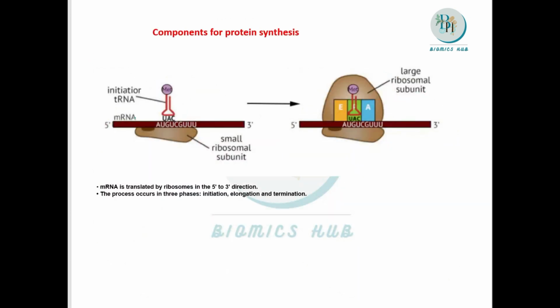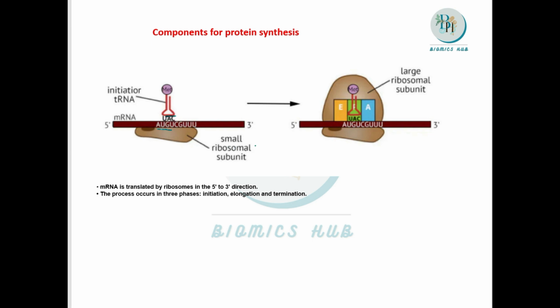So let us see what are the components required for the process of translation. It requires the mRNA, which gives the code for the synthesis of proteins or for the synthesis of the amino acids. So AUG, which is present, is responsible for giving the start codon. Next is the initiator tRNA. This tRNA helps in bringing the amino acid according to the sequence, and it is recognized by the anticodon which is present in the tRNA. And for each amino acid, there is a specific tRNA present.